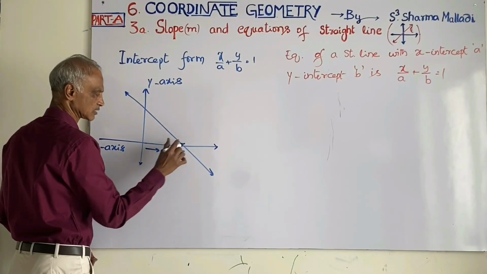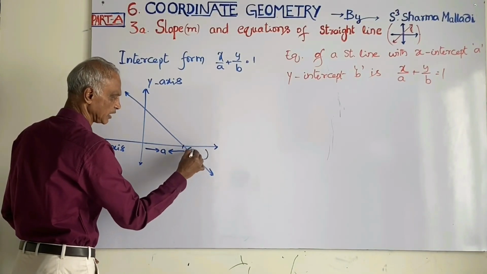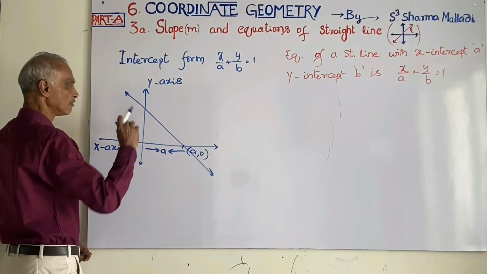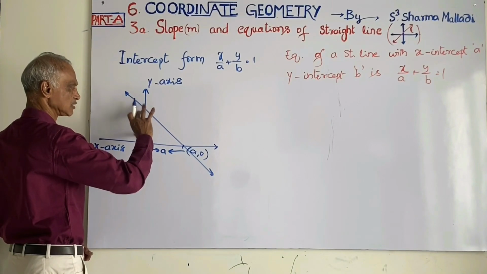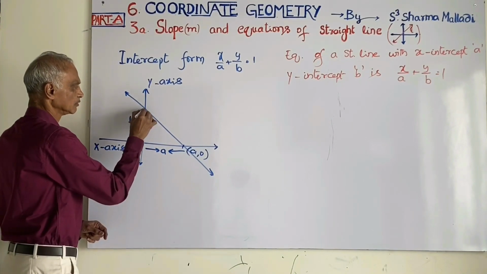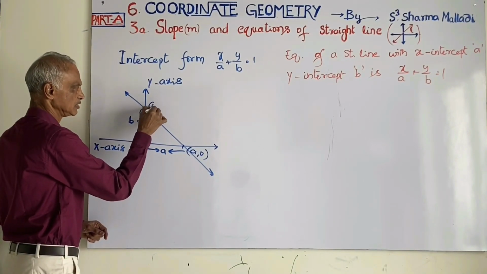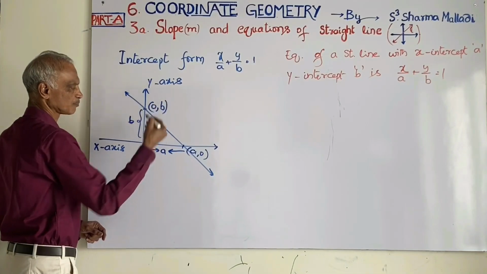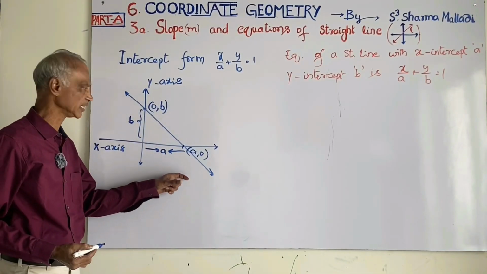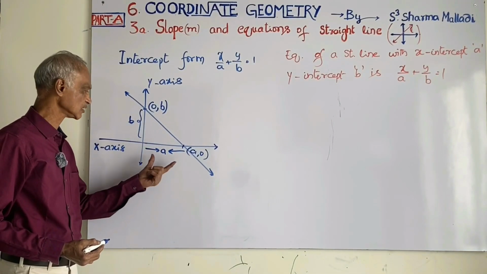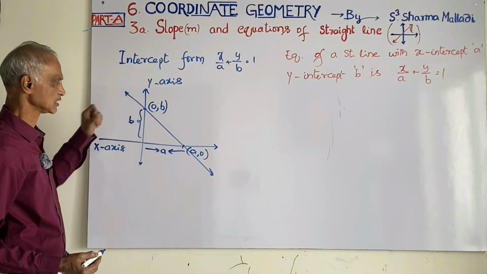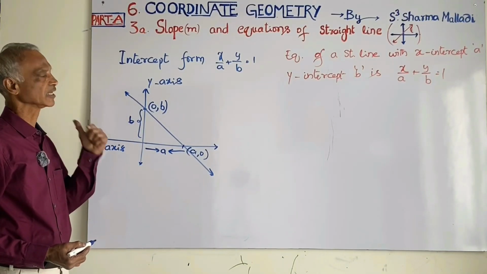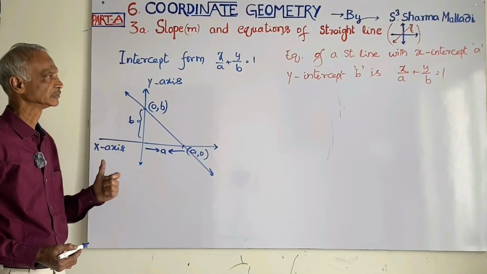This is the x-intercept. This point will be (a, 0). Y-intercept means this distance is b. Therefore, this point will be (0, b). We have to find the equation of this straight line which has x-intercept a and y-intercept b. That is x by a plus y by b is equal to 1.